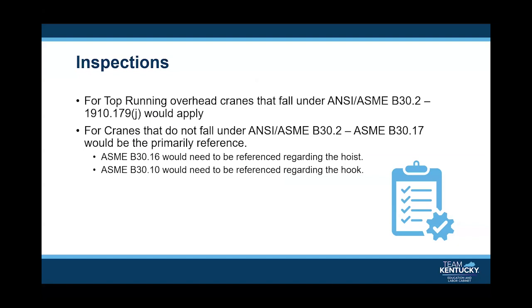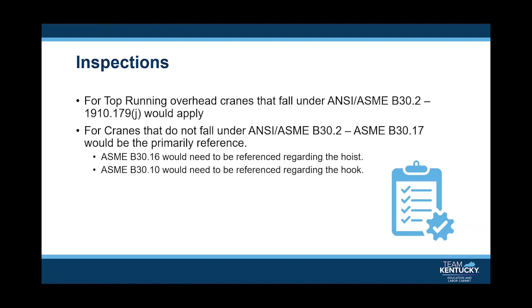When it comes to crane inspections, 1910.179(j) would apply to top running overhead cranes. For cranes that fall under ASME B30.17, employers would reference this standard first regarding inspections. Employers would then reference secondary standards such as ASME B30.16 for inspections of the hoist and ASME B30.10 for the inspection of the crane hook.